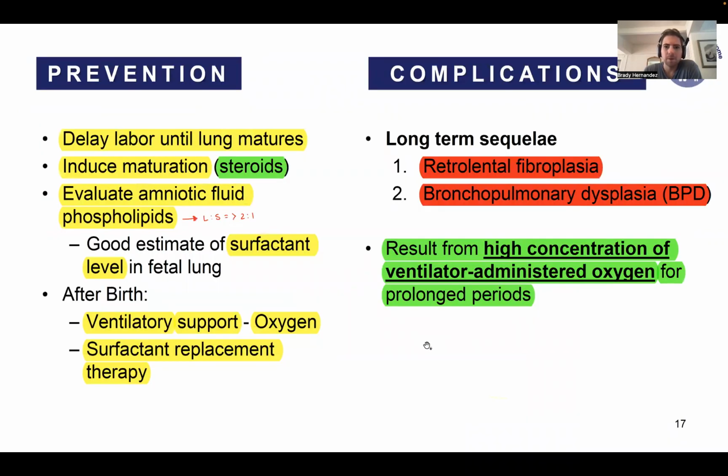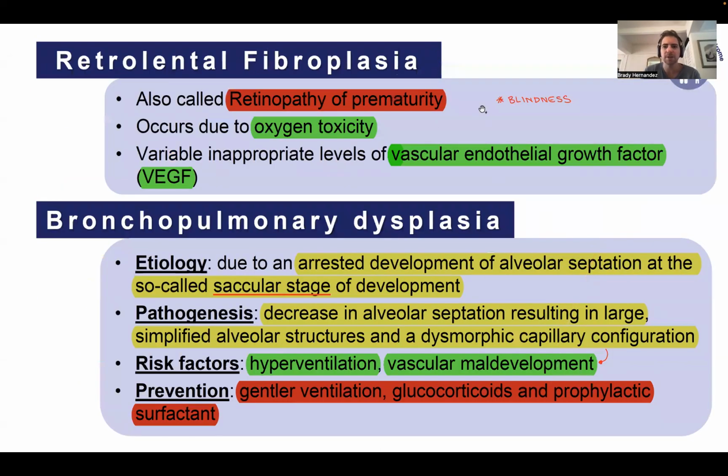So here we go. These are some of the complications that can happen. Retrolental fibroplasia, bronchopulmonary dysplasia, and specifically when these kids come in with respiratory distress, you need to give them 100% oxygen, ventilator-assisted oxygen to prevent the alveoli from collapsing, positive pressure oxygen. So this could lead to these problems here, retrolental fibroplasia, bronchopulmonary dysplasia. This oxygen toxicity can cause this in the infant, leading to blindness. It's specifically related to VEGF.